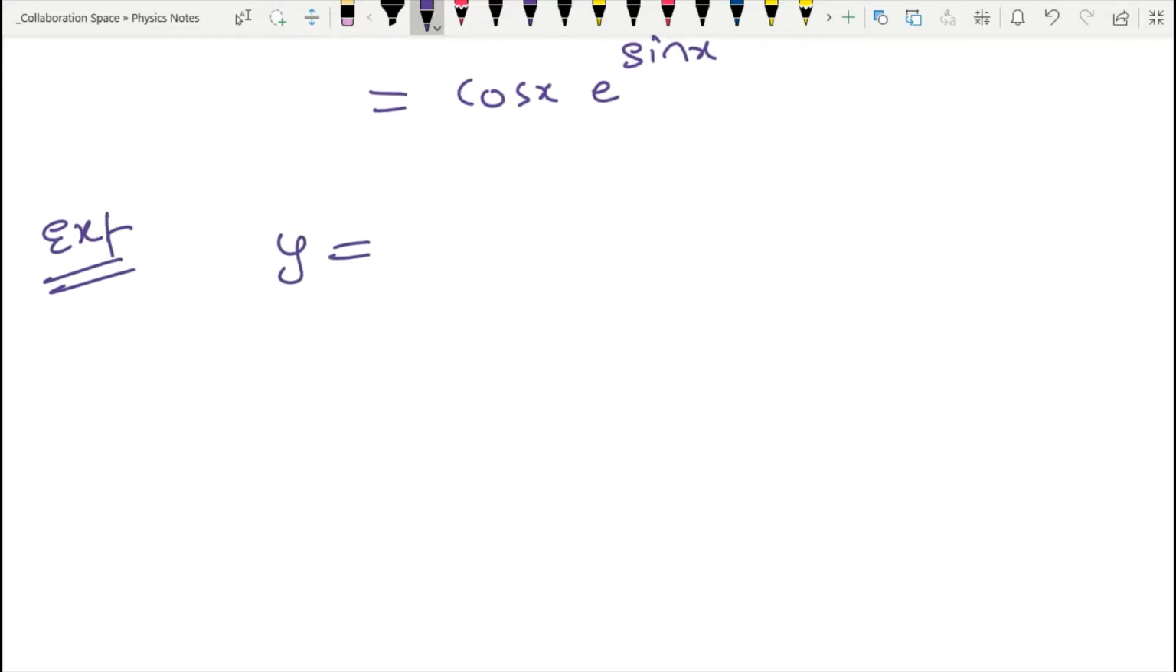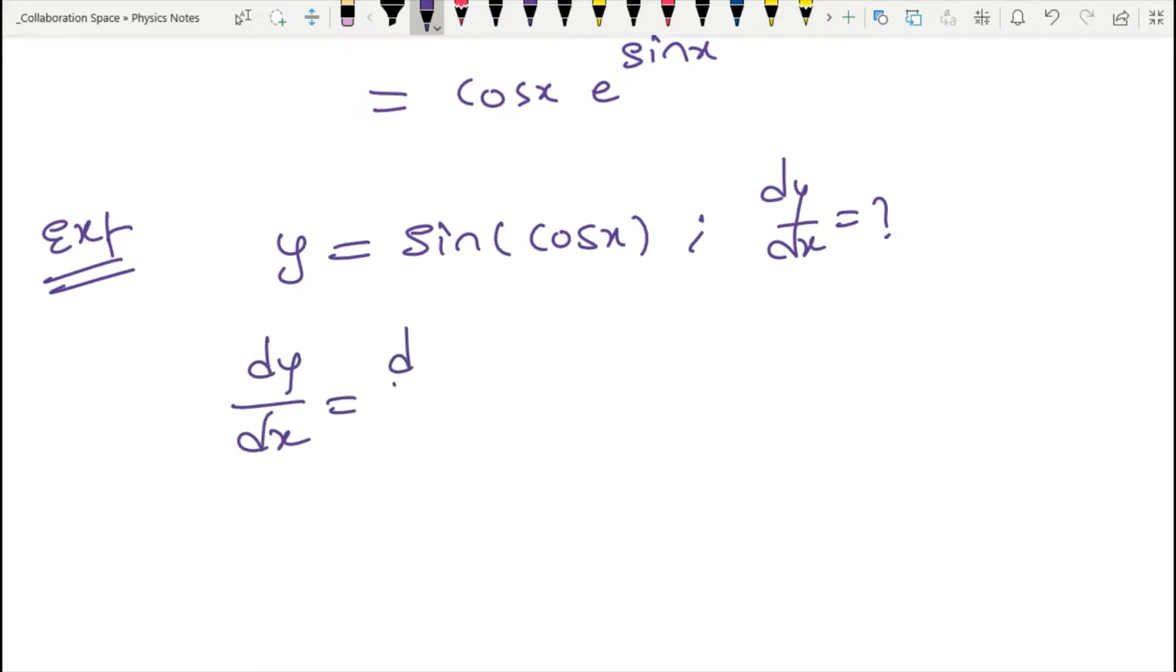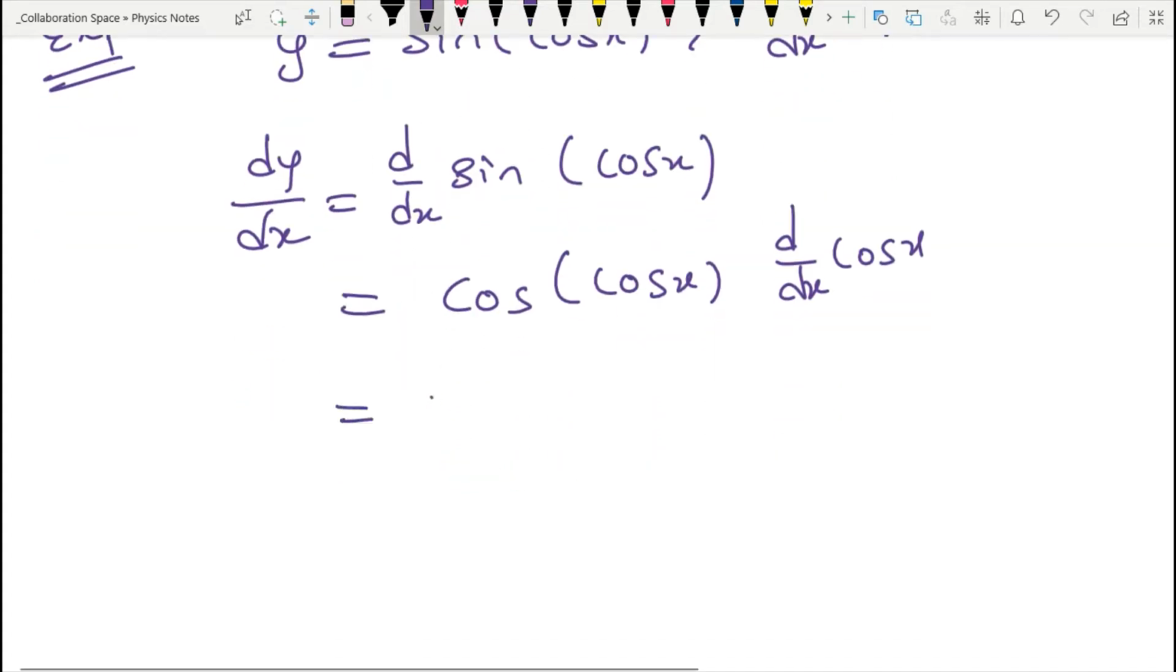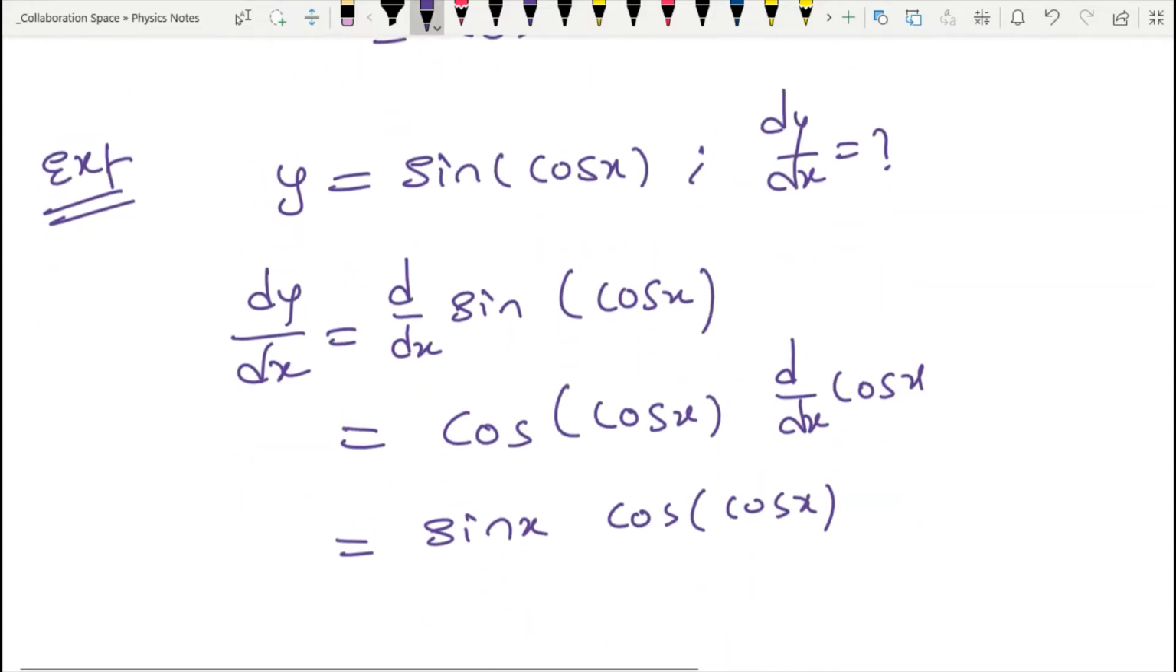If y = sin(cos x), you want dy/dx. Now apply differentiation. dy/dx, d/dx of sin(cos x): d/dx of sin is cos(cos x), and again we have to apply the differentiation for cos x. d/dx of cos x is -sin x. So -sin x cos(cos x). So this is the way of doing the problems in the case of differentiation. Always we have to follow the chain rule.